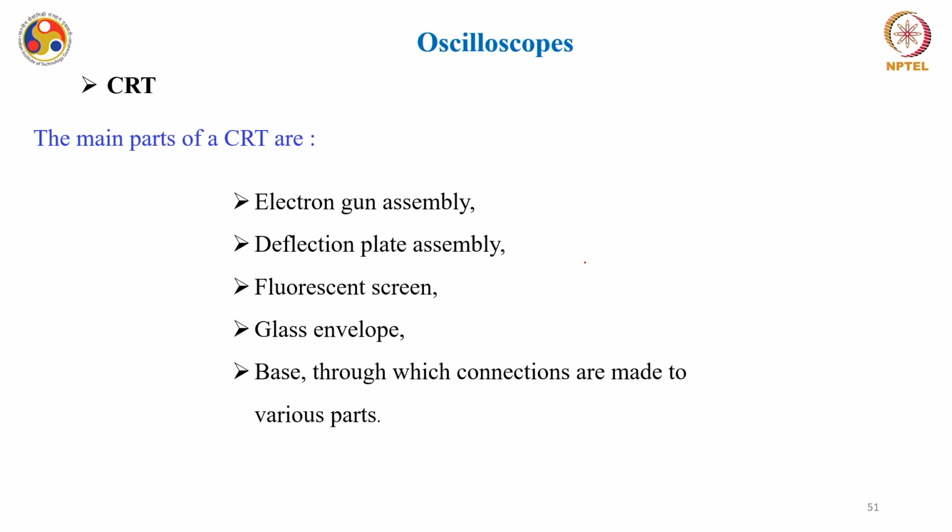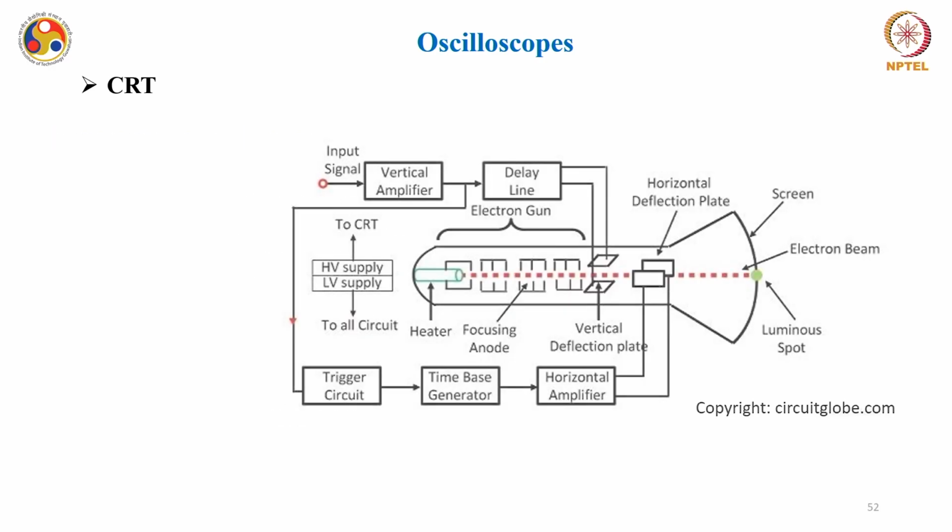The main parts of a CRT are an electron gun assembly, a deflection plate assembly, a fluorescent screen, an envelope to accommodate all of them, and a base through which connections are made to various parts. This is a typical CRT. You can see that this is the display I was talking about, where this luminous spot is created by this electron beam, which is generated either by heater based generation or by field emission based generation.